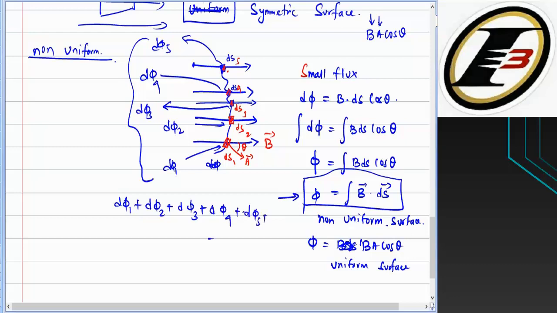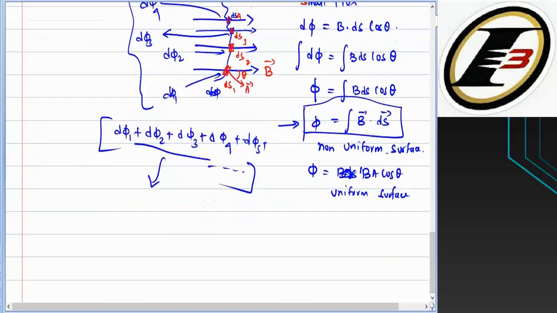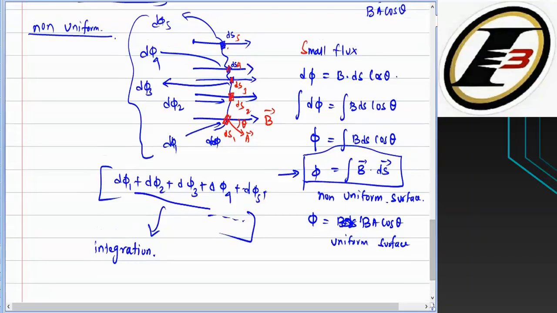This addition, in the continuous case, is done through integration. For that case we are considering d phi as a small flux for a small surface ds, then we integrate over the total area to get the total flux. Understood?